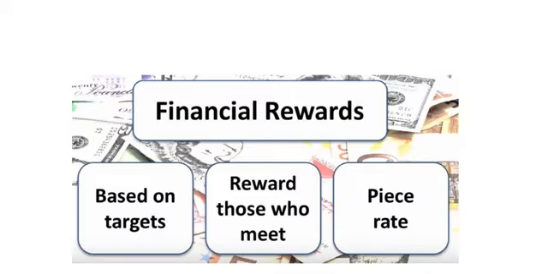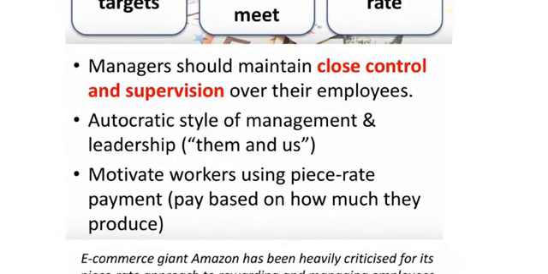Now, Taylor really believed in financial rewards rather than non-financial. He thought if you set financial rewards based on targets and reward those who meet the targets, and obviously that sounds like piece rate, that would be the biggest motivational way to increase productivity. So he believed that managers should maintain close control and supervision over their employees, again relating to that lack of trust. As I've already said, it's an autocratic style of management, and motivating workers using piece rates was one of the key factors.